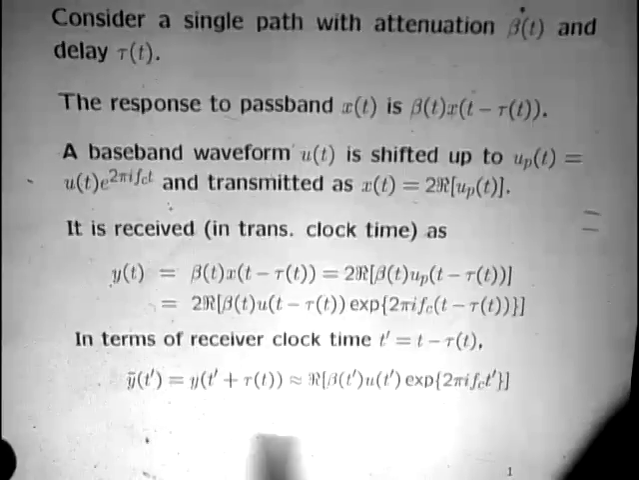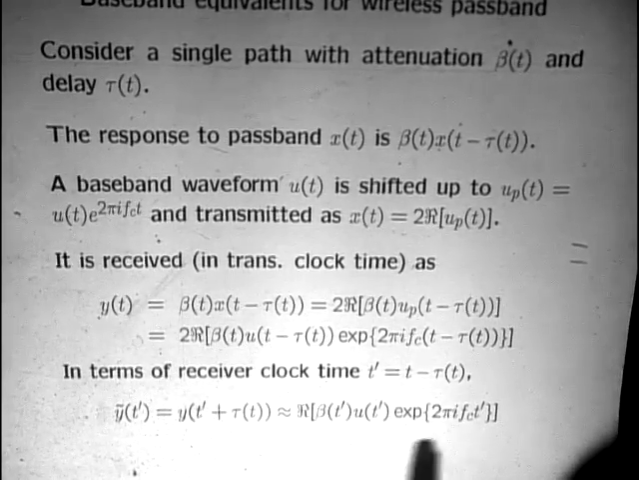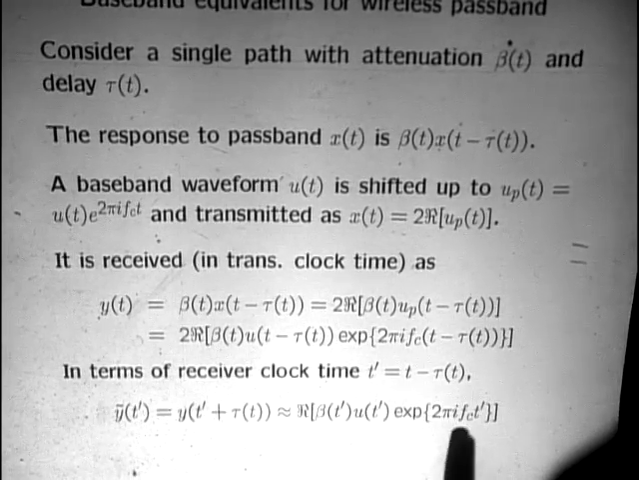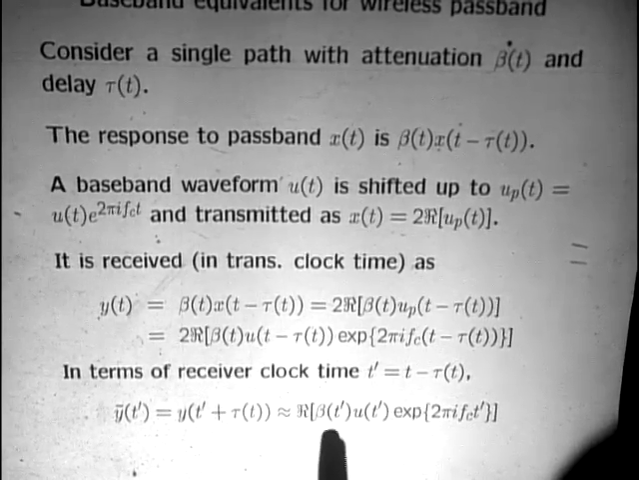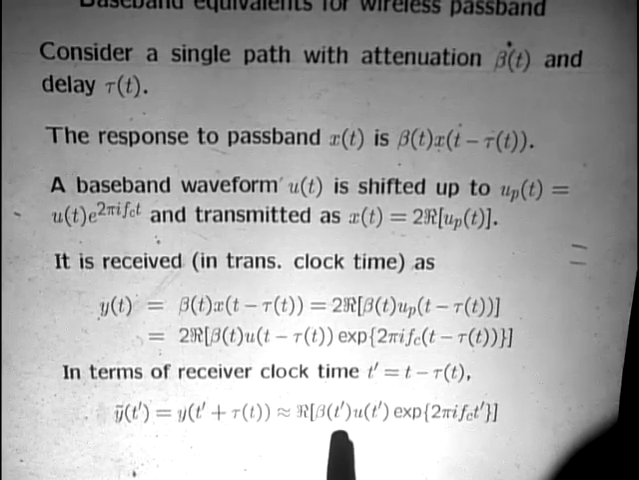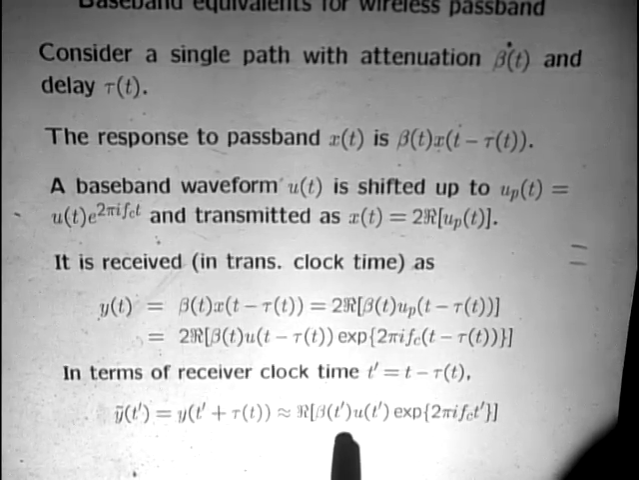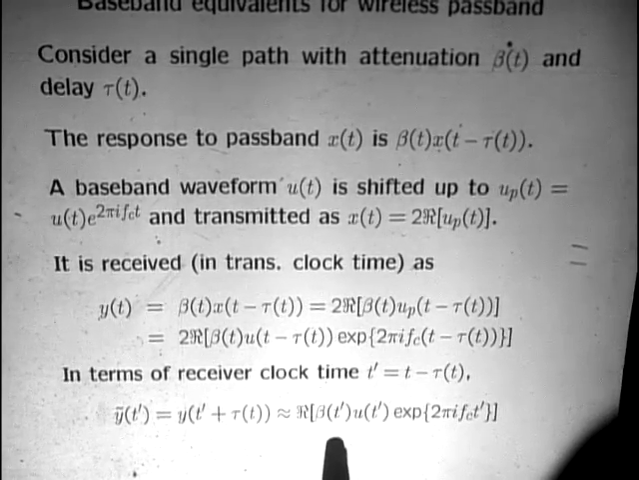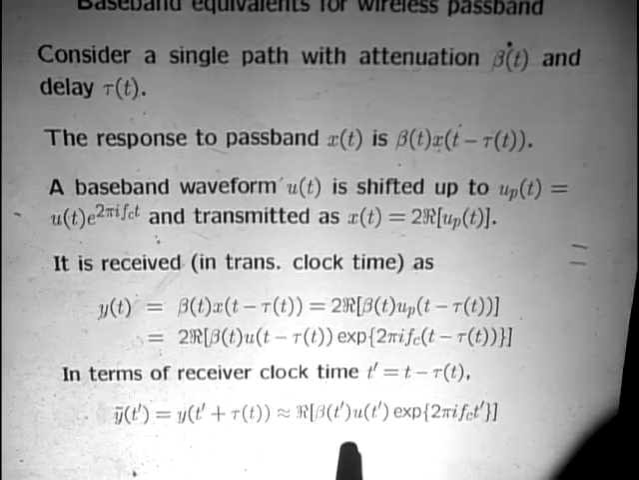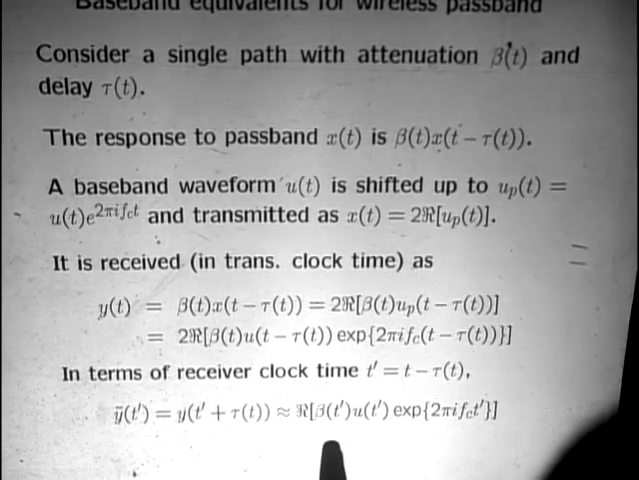Now, if you look at this carefully, you see that u of t minus tau of t is turned into u of t prime. This term has turned into e to the 2 pi i f_c t prime, so everything is fine there. What I should have done with this term is to compensate for the fact that I'm now looking at it in a different time. And at this point, what I'm going to do is to say, this quantity is changing so slowly with time that I don't care about that. If you really try to adjust this to make it right, it's a terrible mess. So we're just not going to worry about it.